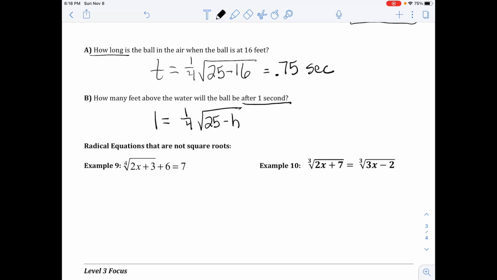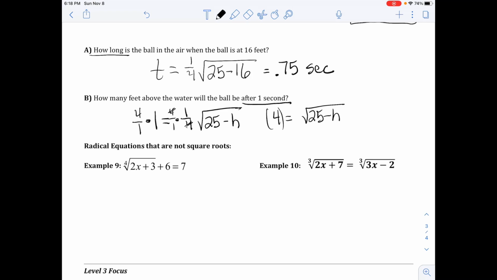We're going to begin by isolating the radical. So I'm going to multiply both sides by 4 over 1. On the left, that's going to give me 4, and on the right, it's going to give me the square root of 25 minus h. Why did I choose 4 over 1? Because 4 over 1 times 1 over 4 divides away the 4's, and we're left with the radical isolated.